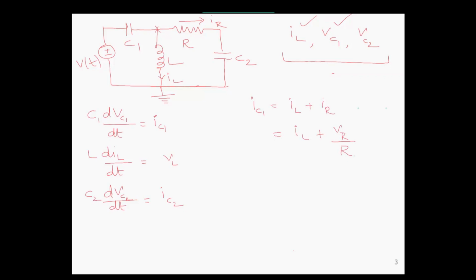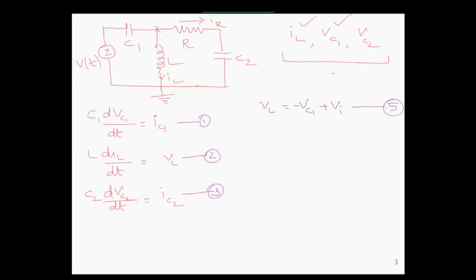IR is also equal to VR by R. Now VR is equal to VL minus VC2. So the voltage dropped across the resistor will be equal to the voltage across the inductor minus the voltage across the capacitor C2. Also, the voltage across the inductor VL, in terms of the input and the voltage across capacitor C1, will be equal to minus VC1 plus VI. So ultimately after substitution we get IC1 is equal to IL plus 1 by R times minus VC1 plus VI minus VC2. Let this be equation number 4.